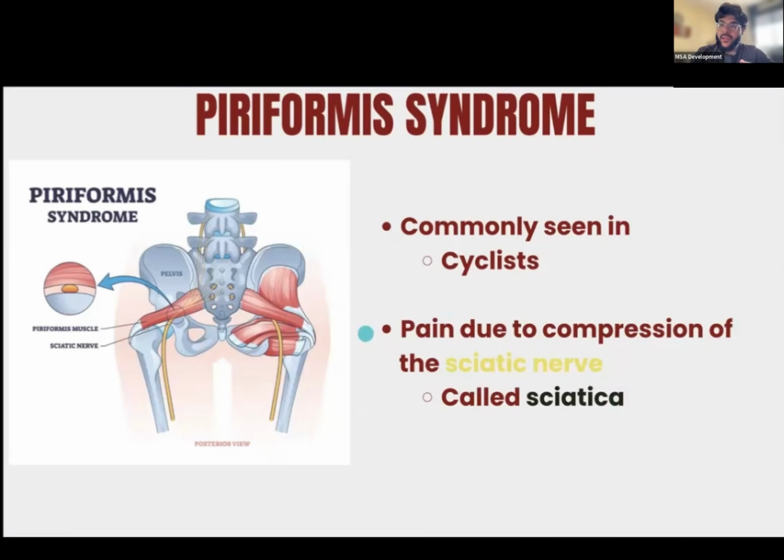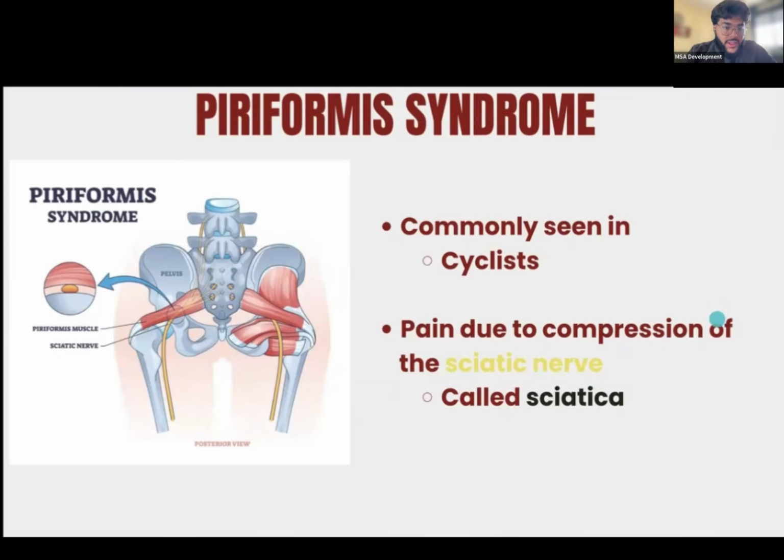They could easily bring a case where they have a pin on a couple of muscles, and they ask which of the following muscles is enlarged when a person has been cycling for an extended period of time or for many years. Or they could also ask you which nerve is compressed in piriformis syndrome, and you guys should know that it's the sciatic nerve.